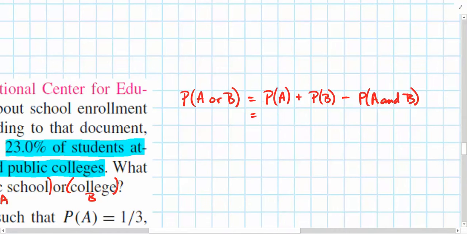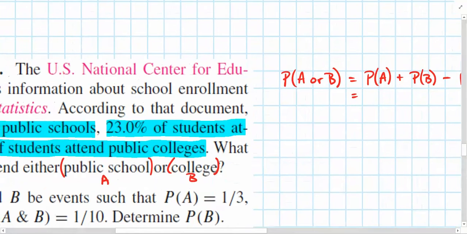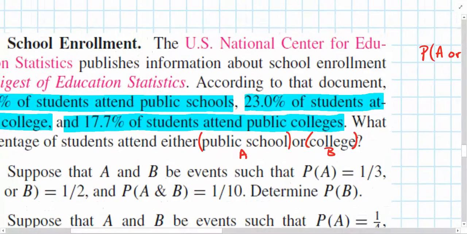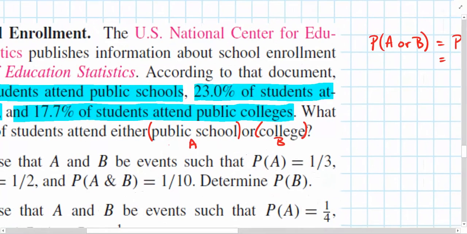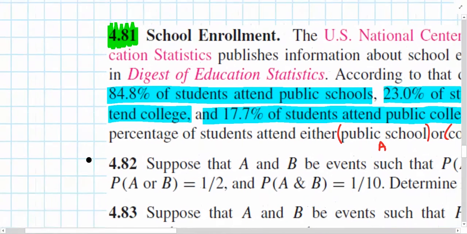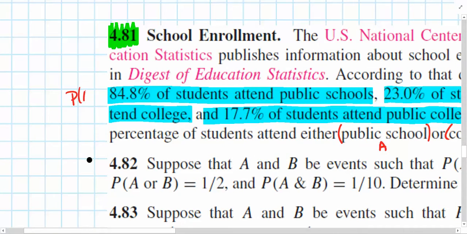And if we read through the word problem, I bet we have this information. So probability of event A, probability that a student attends a public school. Well, we have that here. Here's P of A.